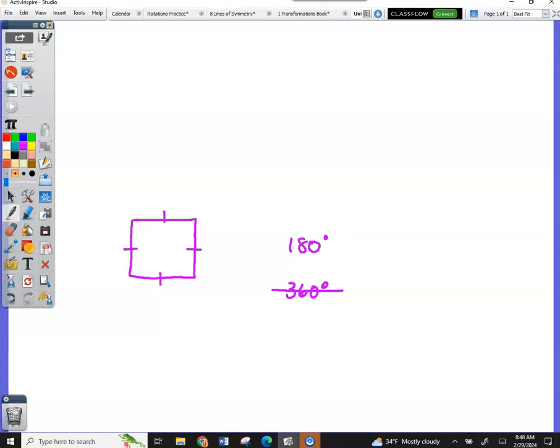Is there another type of symmetry? Can you think of how many degrees I could pick this up and turn it and it would land right back as a square? Like that.